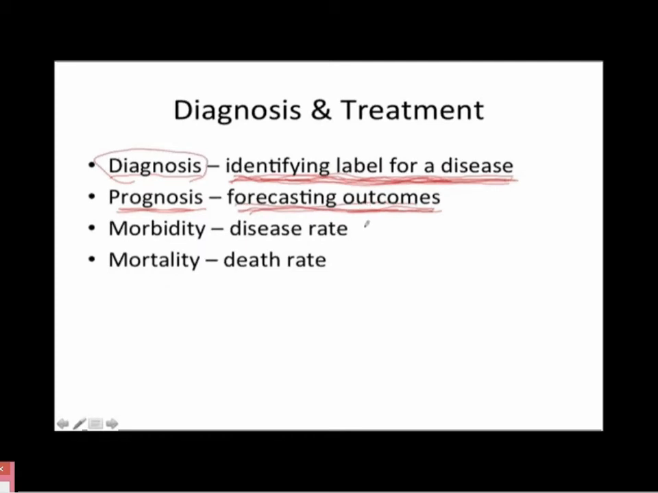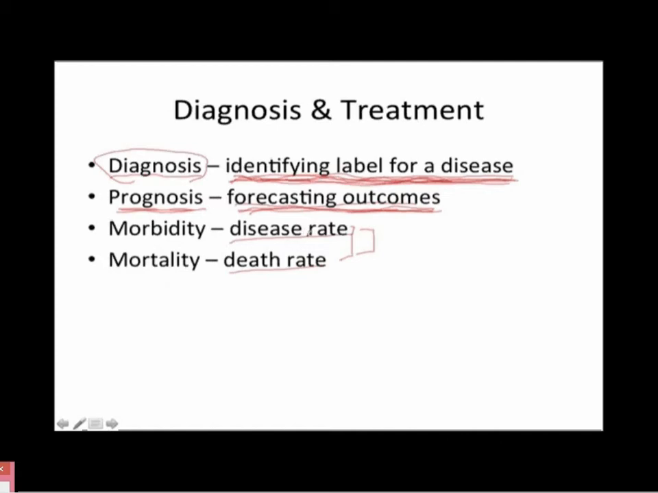And then, morbidity versus mortality. These are often terms that are associated with populations. Morbidity is basically a disease rate within a population, whereas mortality is a death rate within a population. Obviously, oftentimes there's a strong correlation between the two. Morbidity and mortality.